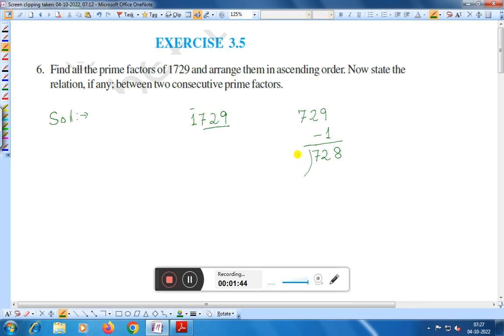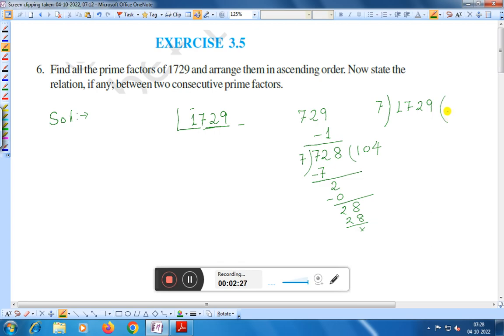Let us divide 728 by 7. 7 times 104 is 728. Therefore, this number is divisible by 7, and therefore 1729 will also be divisible by 7. Let us divide 1729 by 7.